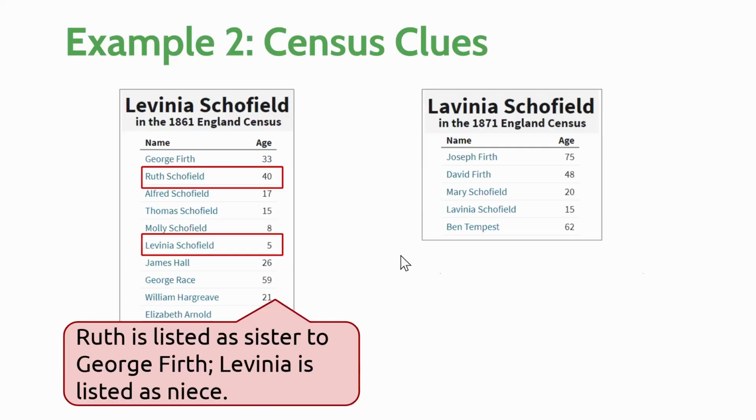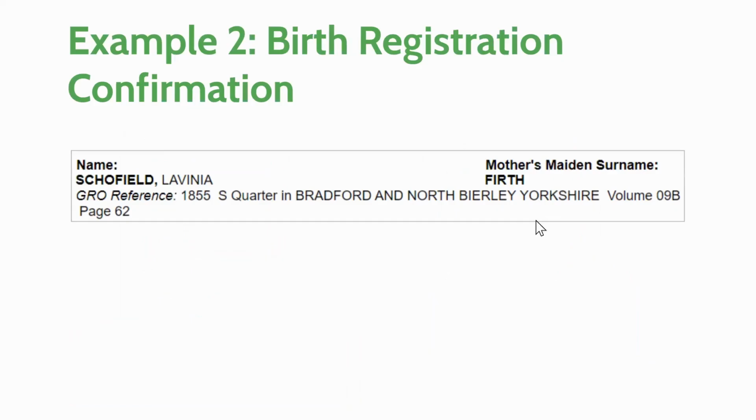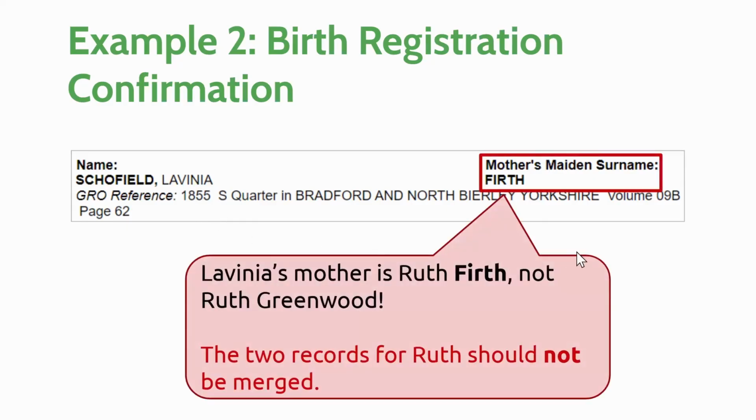to be confident. So I found Lavinia in another census 10 years later. She's listed as a granddaughter to Joseph Firth, so Firth is looking more likely as Ruth's maiden name. The final proof came when I was able to find Lavinia's birth registration. Actually, turns out she's born in 55. Her mother is Ruth Firth, not Ruth Greenwood. So those two women should not have been merged.